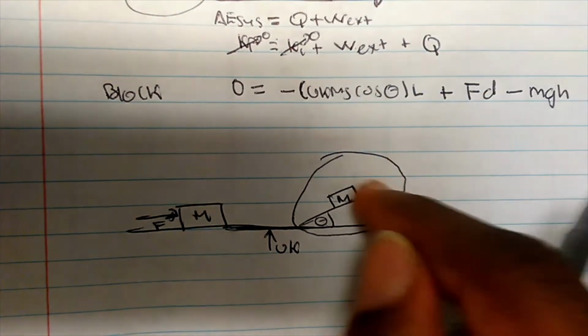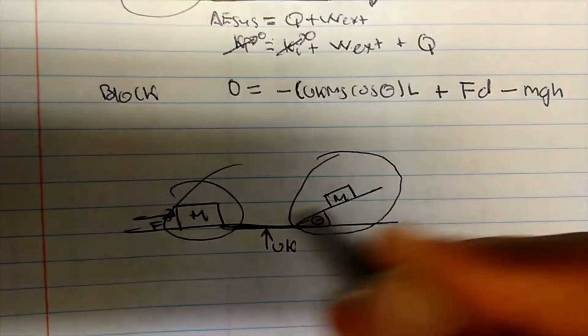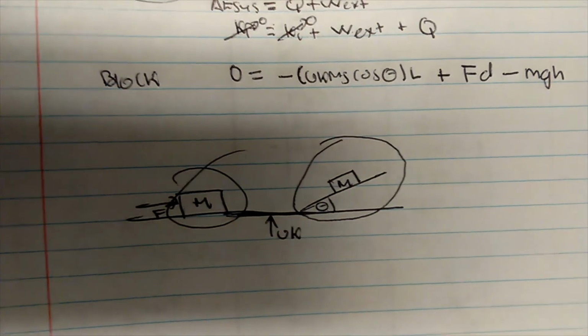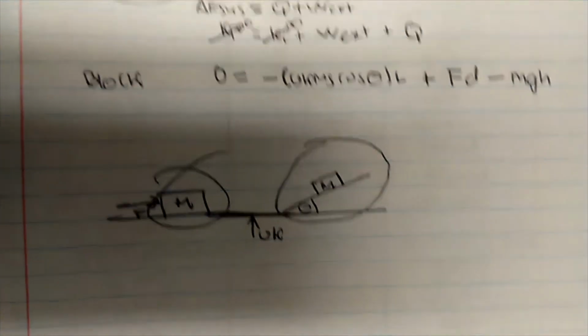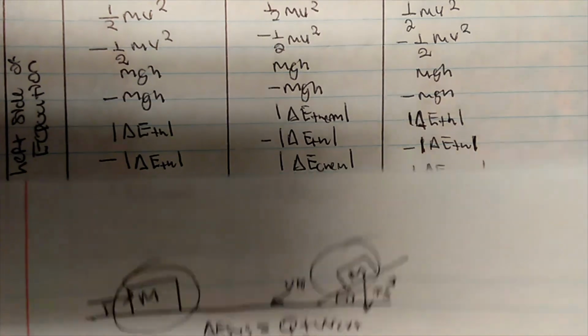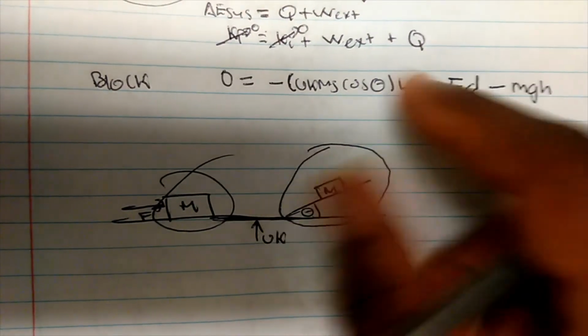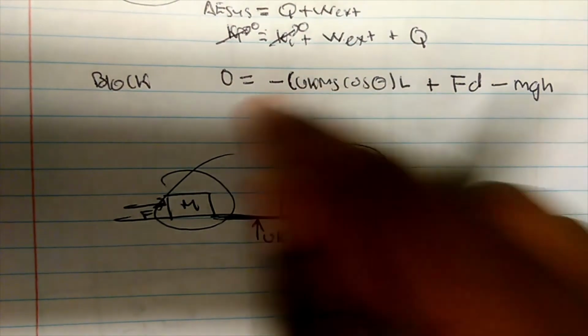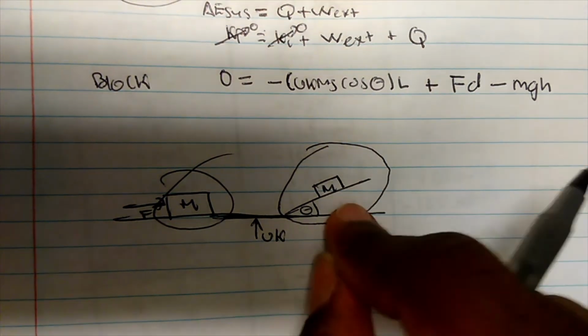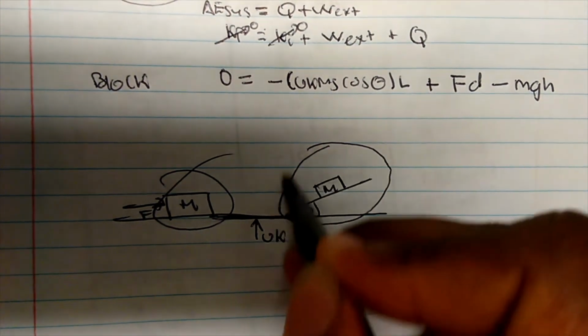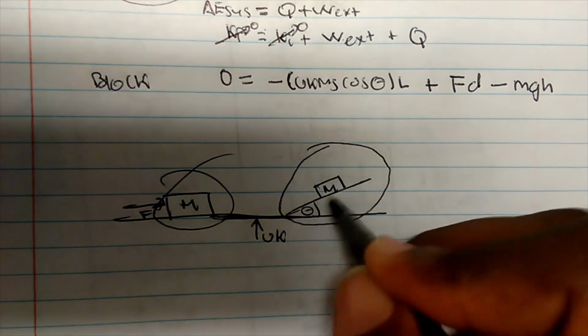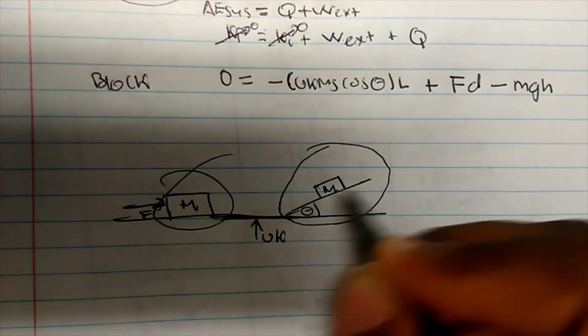Now remember, my block is a part of my system, and so I could circle this also. Okay, so the block plus the incline. So if I'm looking at this, we already have the equation. We just got to figure out what is external, what is internal. Okay, and so if I'm looking at this, choosing the block plus the incline as my system, do you see that friction is actually inside now?